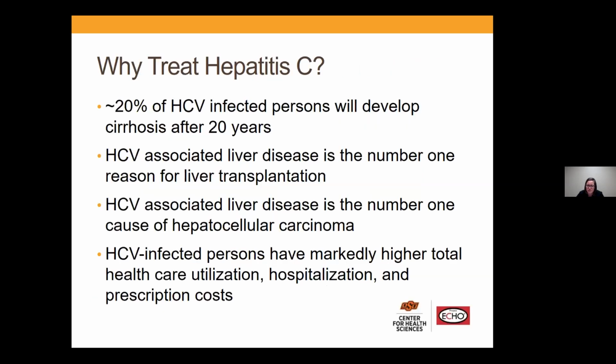So it's important to treat hepatitis C so that we can keep this progression of the liver disease from happening. Hepatitis C associated liver disease is the number one reason right now in the United States for liver transplants, and it's the number one cause of hepatocellular carcinoma. Patients who have hepatitis C have a much higher healthcare utilization, hospitalization, and prescription cost. So if we can identify hepatitis C infections earlier, and keep them from getting to that point of cirrhosis and hepatocellular carcinoma, we're going to save a lot in healthcare dollars.